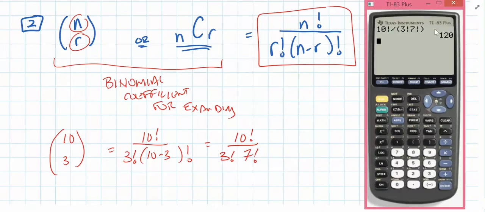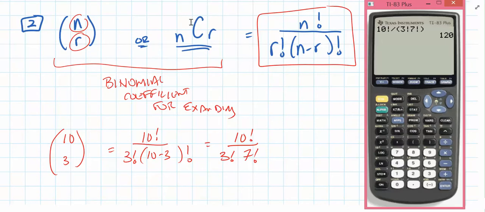Okay, how many people got this? 10 over 3 factorial, 7 factorial? 120. Okay, and that's how I did it right there. You can see in the calculator that's how I did it. If you do 10 factorial divided by 3 factorial times 7 factorial, it'll take the 10 over 3 first, and then multiply that by 7. That's not what you want to do. You want to keep the denominator as a single number. There's a much easier, faster way to do it, okay?